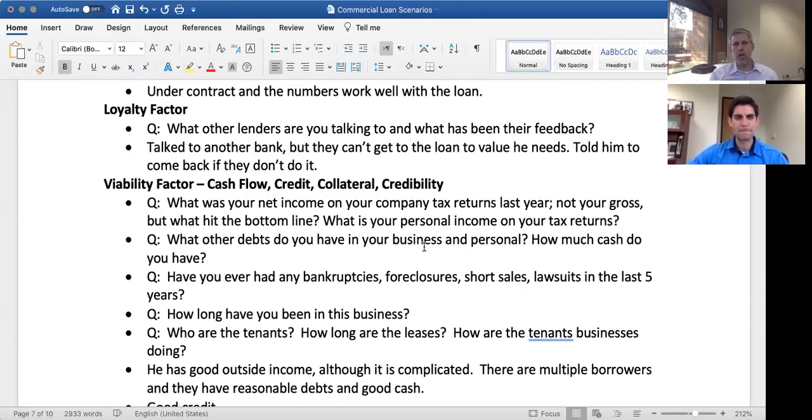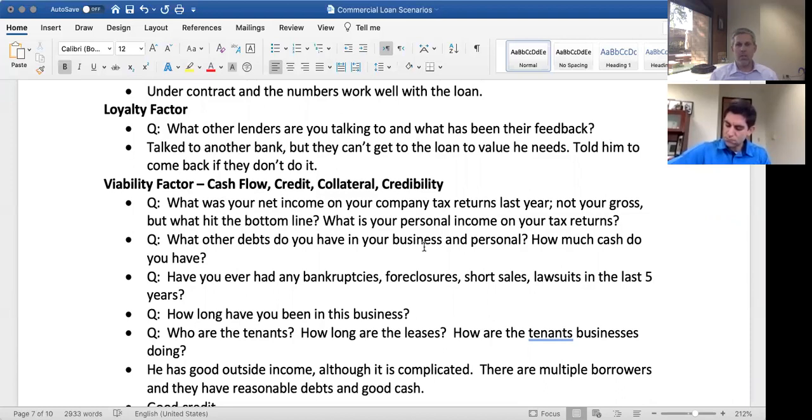Loyalty is us trying to identify their level of loyalty in working with people. So we ask questions. What other lenders are you talking to, and what has been their feedback? It's an assumed question, and we knew that he had talked to another bank, but they can't get to the loan to value that he needs. Why aren't you going with them? Well, they can't quite get to my loan to value. Okay, what loan to value do you need? Well, I need 75%.